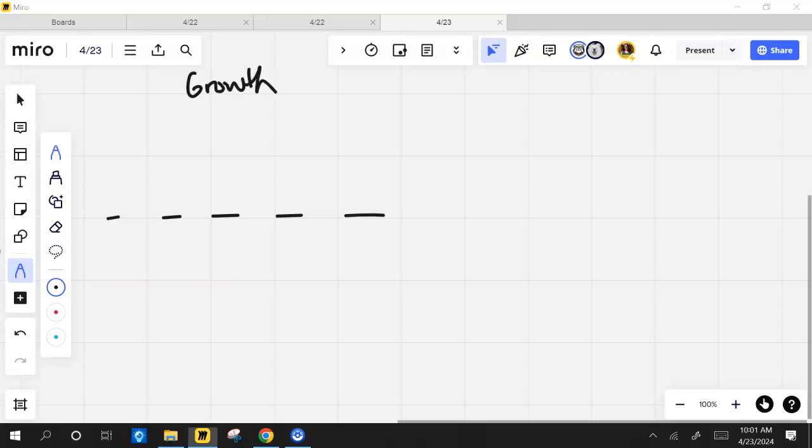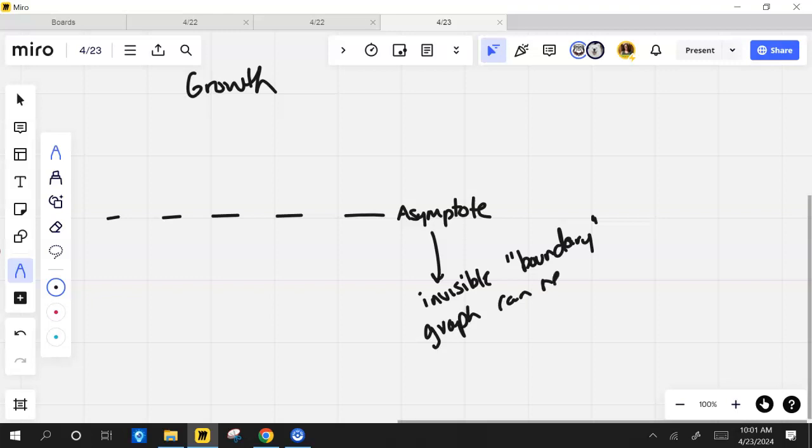A growth. Notice I have this dashed line. This dashed line is what I call an asymptote. A-S-Y-M-P-T-O-T-E. So let me tell you what an asymptote is before I finish graphing this. An asymptote is an invisible boundary on the graph. The graph can never touch it. But although it can never touch, it always gets closer and closer and closer.